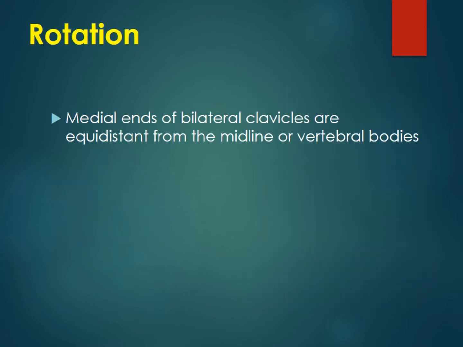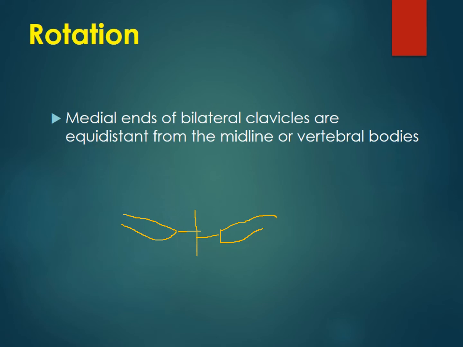The next thing to look for is the rotation, whether the patient is standing straight or the patient is rotated. Now, if the patient is standing straight, since the clavicle is on both the sides of the X-ray and in the center we have the spine, the medial end of the clavicle should be equidistant from both the clavicles. It should be this distance, medial end to spinous process, and this distance, medial end to spinous process. It should be equal.